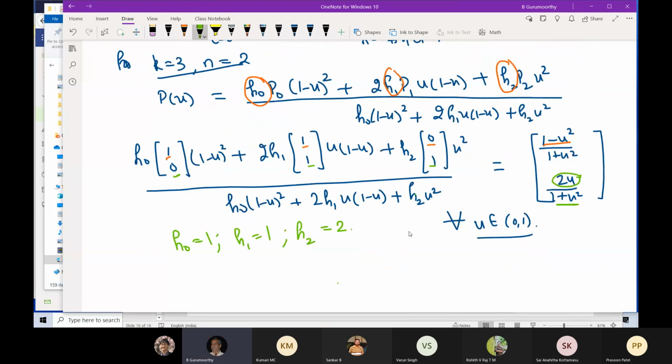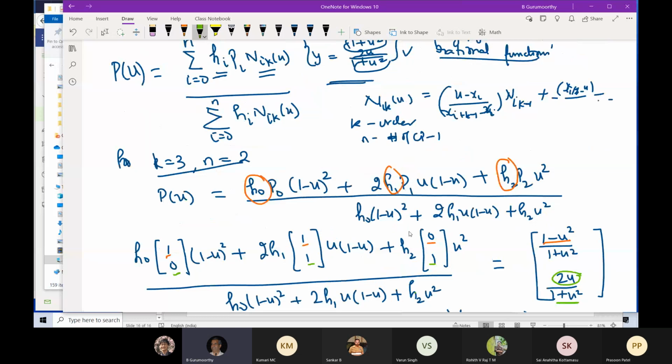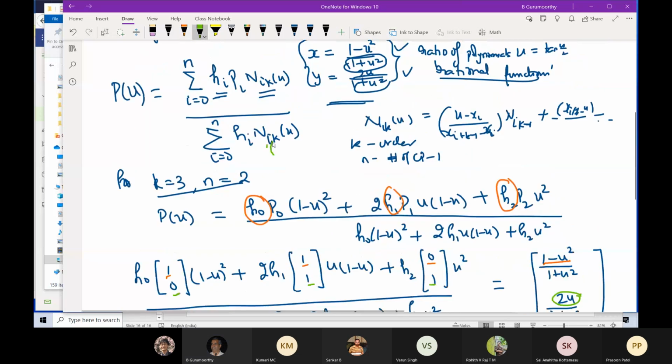So this particular curve that I have defined here is known as a rational B-spline.